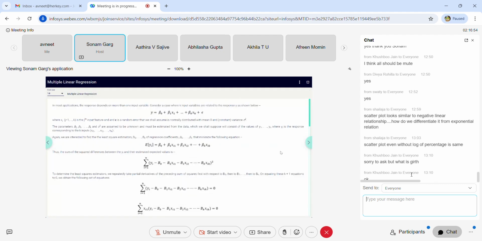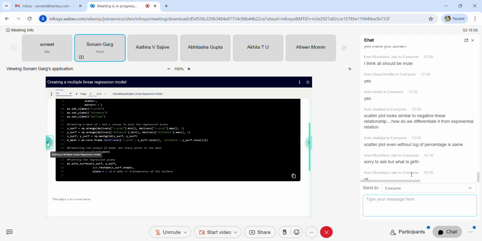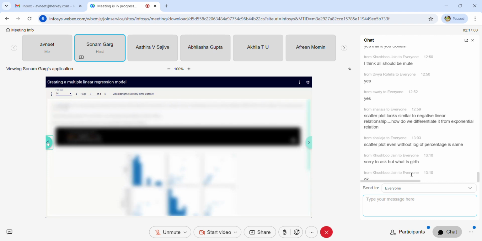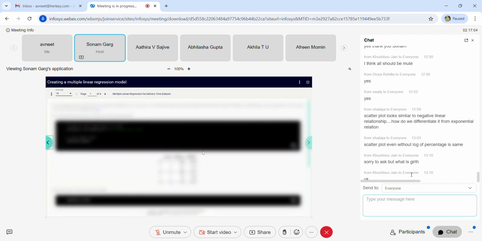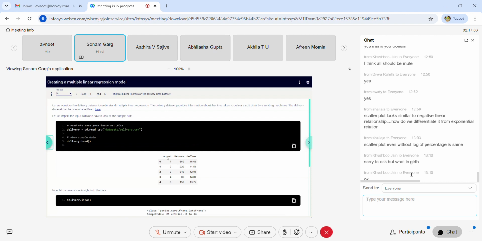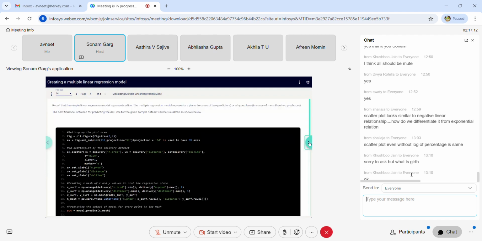Multiple linear regression is the same as what we discussed, I think the example which has been taken here is the same. So we just see, yeah, the same scatter plot on the delivery data set. I hope you remember this n prod distance delivery time. So that same example for multiple linear regression has been used here.